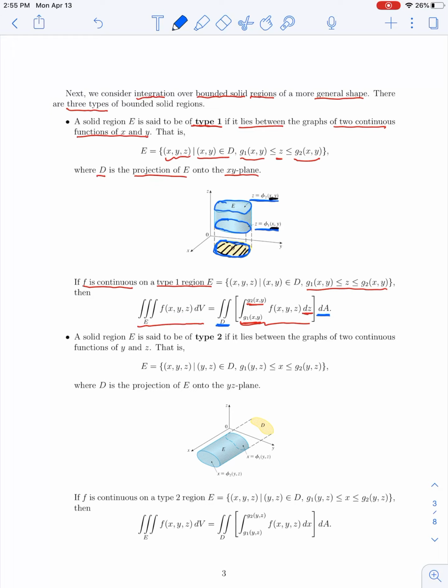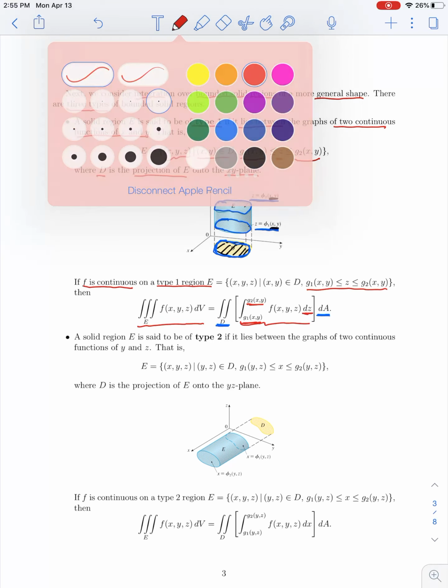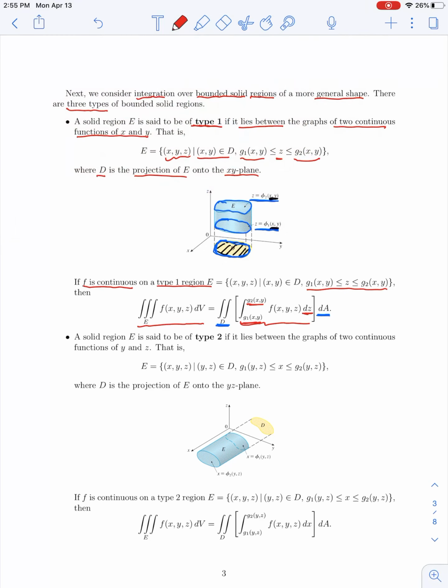So the other types of bounded solid regions in space are pretty similar. So let's look at what would be considered a type 2 region. We would say a solid region E is called type 2 if it lies between the graphs of two continuous functions of y and z.